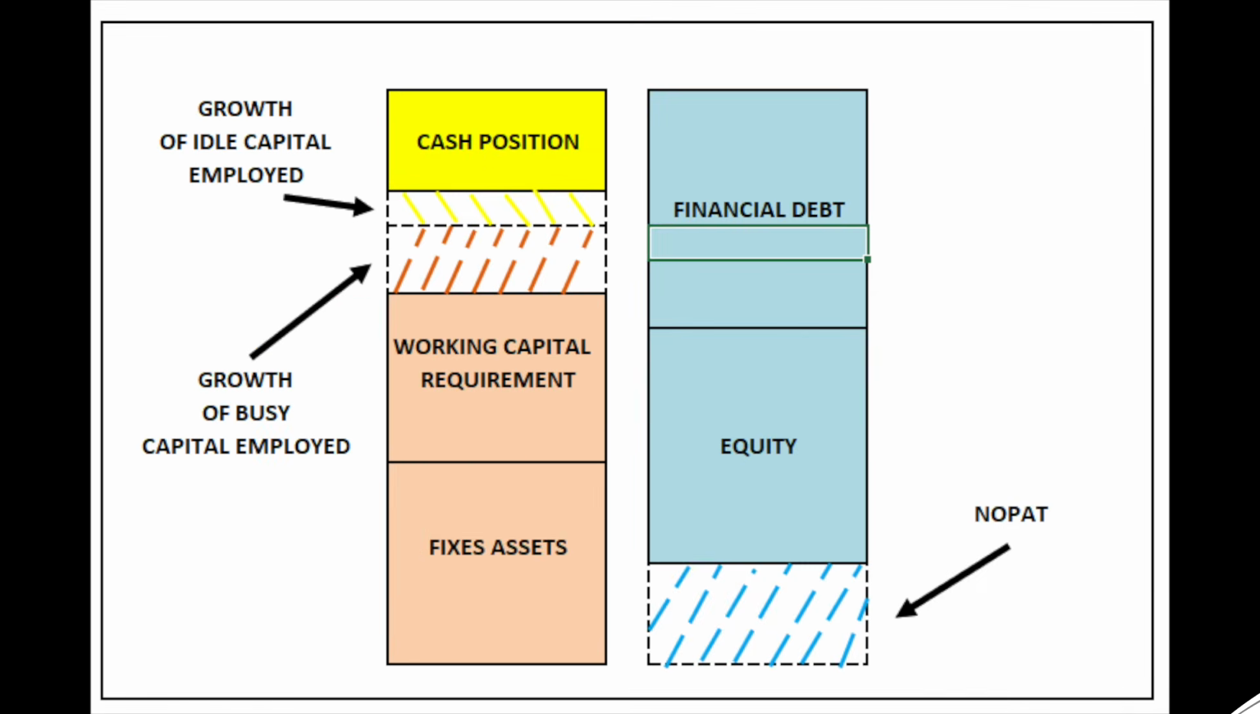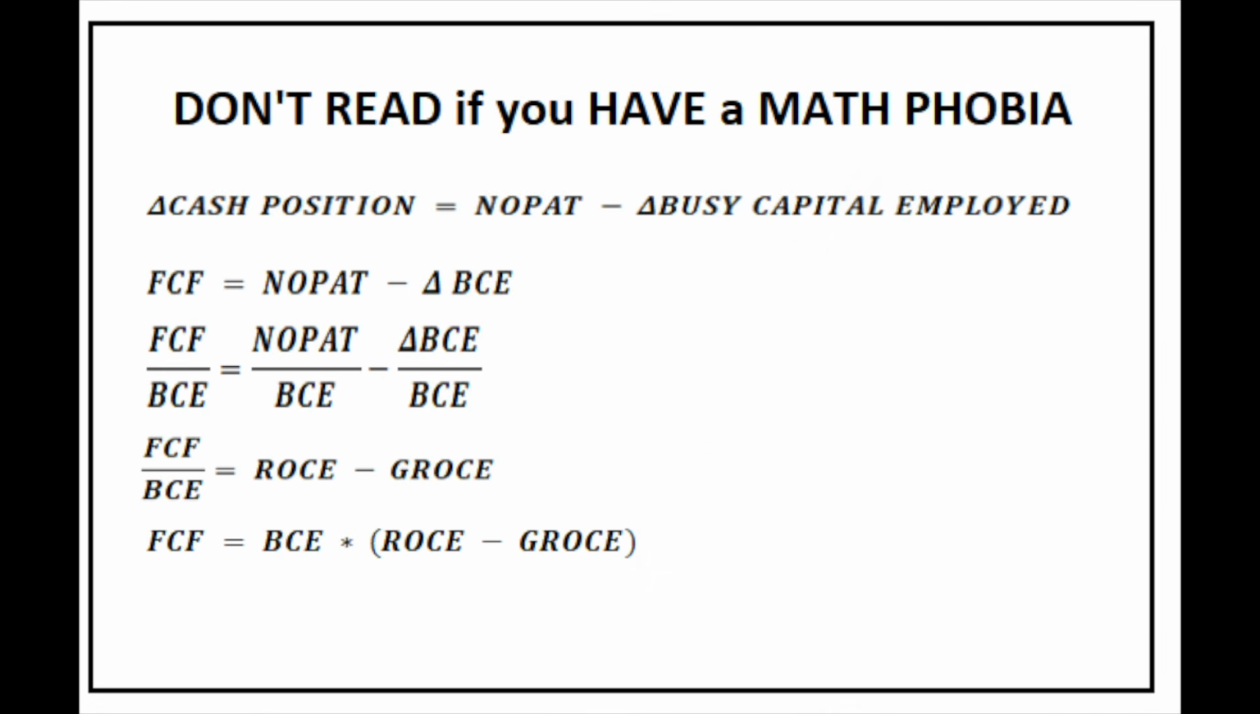If we embed in the balance sheet the movements corresponding to performance, NOPAT, which increases the equity of invested capital, and to the growth of busy employed capital, GROCE, we create a cash flow at the level of the idle employed capital. This cash flow, which appears in the absence of any other financial operation such as a repayment of financial debt, a capital increase, or a dividend payment, is called free cash flow. Here is the mathematical demonstration for those who do not have a phobia.